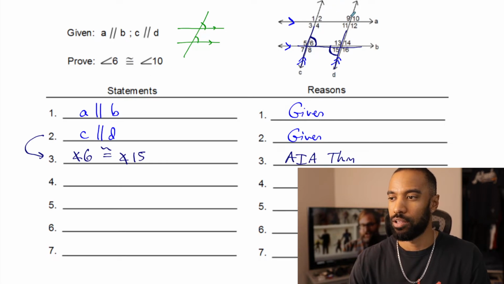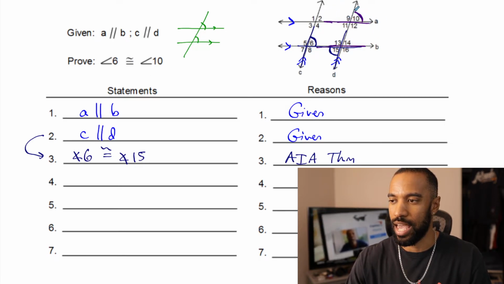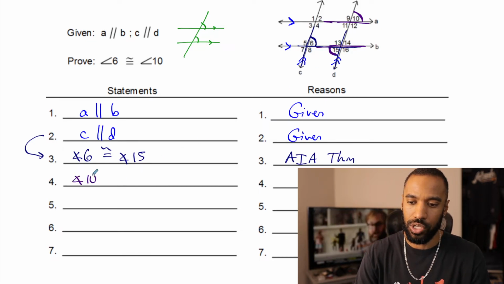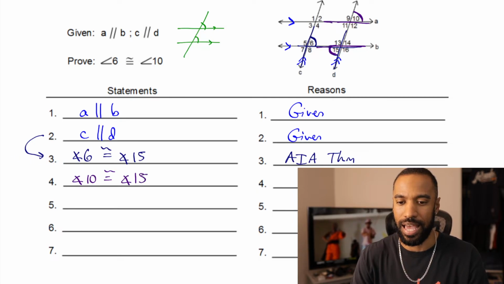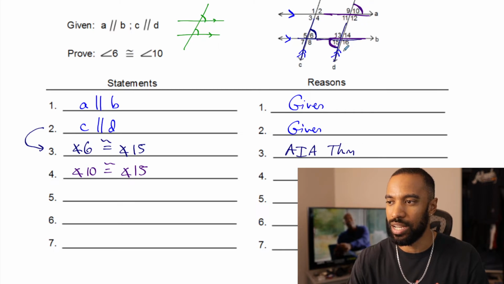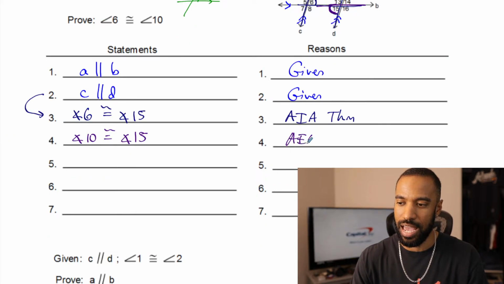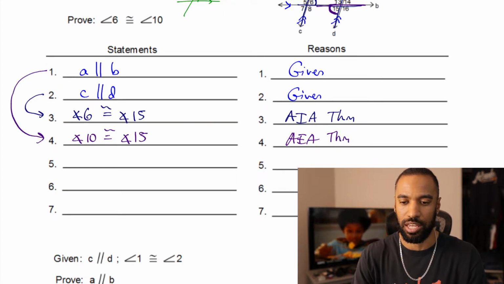C being parallel to D can allow me to draw a connection between angle 10 and, hey, how about angle 15 as well? Angle 10 is also congruent to angle 15 because when those two lines are cut by that transversal, we have alternate exterior angles that are congruent to each other, the alternate exterior angle theorem, which says that because these two lines are parallel, I can make that so.